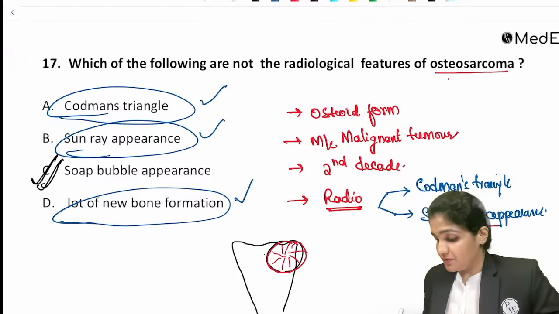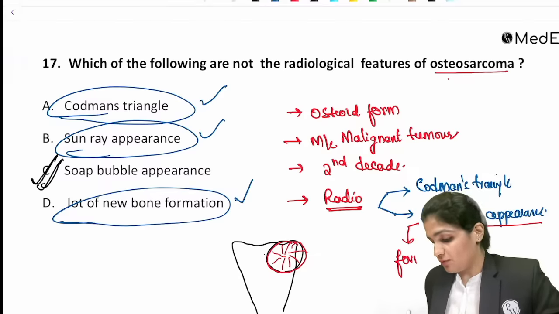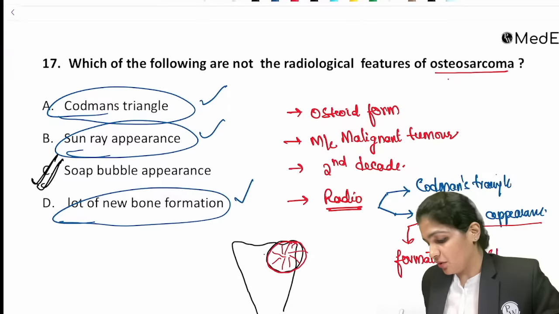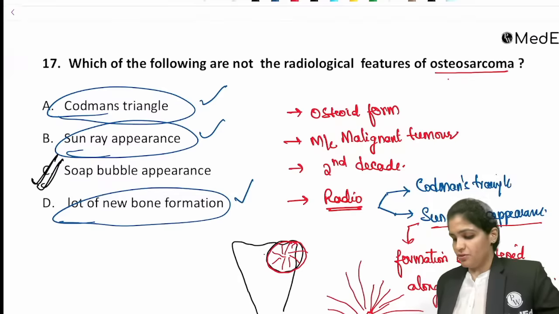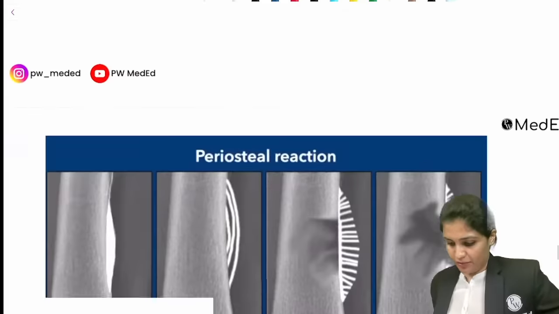But in case of the sunray appearance, why is it called sunray appearance? Because of the formation of osteoid along the blood vessels. So along these blood vessels, there will be osteoid formation, and hence it gives rise to something like this. It is nothing but your sunray appearance for osteosarcoma, right?